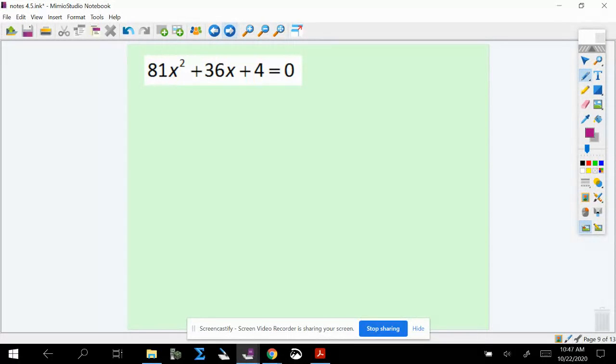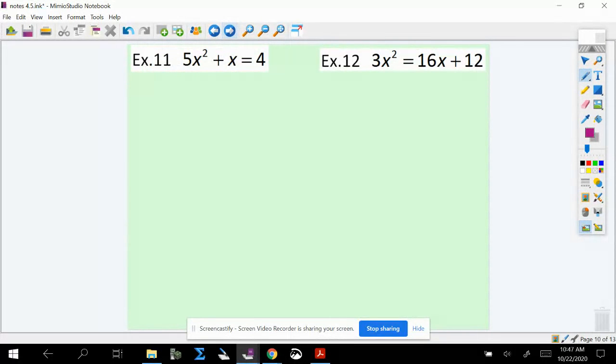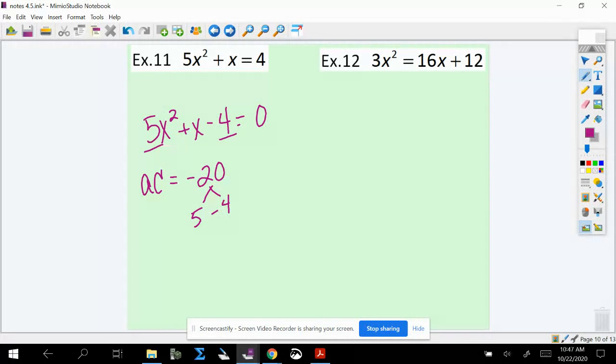This one's similar. I'm going to skip over that. I'm going to jump to this one. So I need to get this in standard form, so I'm going to subtract 4. I have to do the AC method because I have a leading coefficient, so 5 times negative 4 is negative 20. I need two numbers that multiply to get negative 20 and add to get 1. So that's going to be a positive 5 and a negative 4. So I have 5x plus 5 and 5x minus 4.